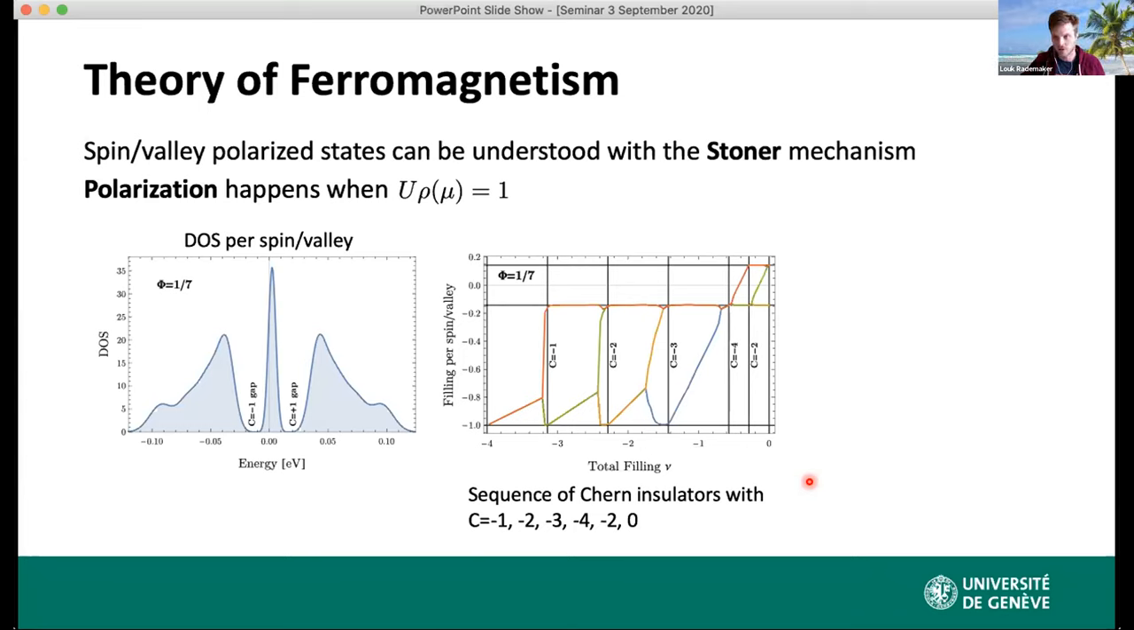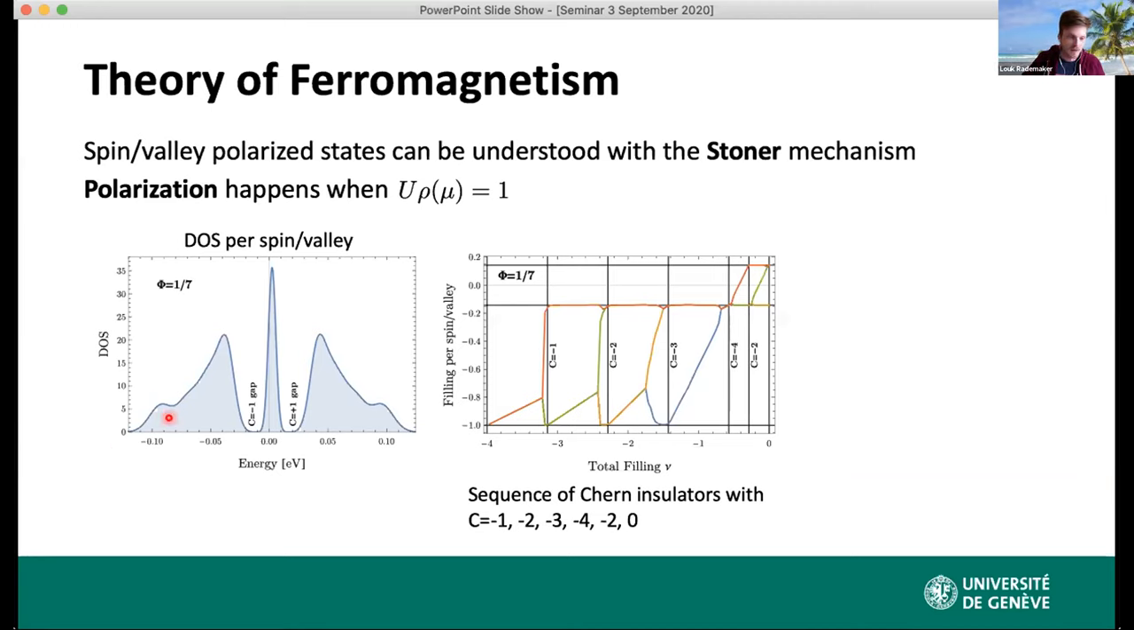And as you know, there's the simple way that you can understand spontaneous polarization is via the Stoner mechanism. The Stoner mechanism tells you if there's an effective interaction times the density of states is larger than one, then your system wants to spontaneously polarize, in this case, either in spin or valley degrees of freedom. And because these C equal minus one bands become narrower as you increase the magnetic field, the density of states goes up, so it's more and more likely that you spontaneously polarize.